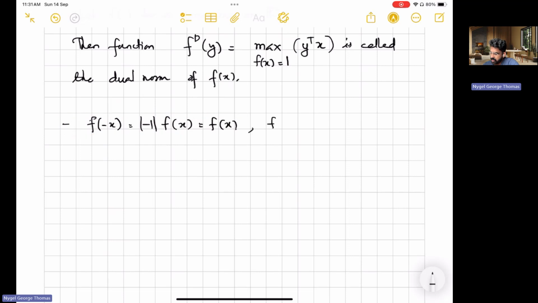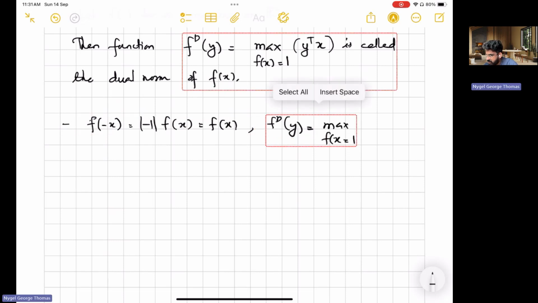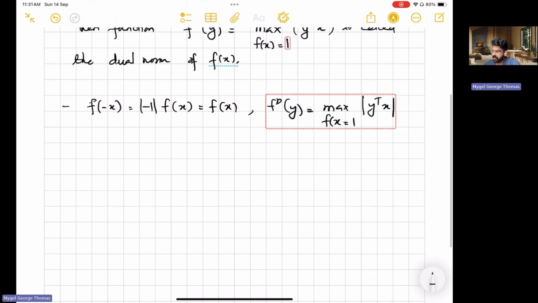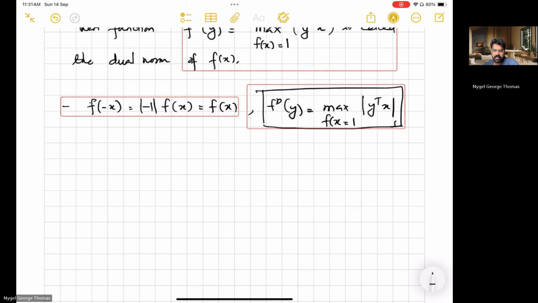So fd of y can be even more broadly specified as the max over f of x equal to 1 of, not just y transpose x, but modulus of y transpose x, because even the minus x values will give you the same f of x equal to 1. This is another way of specifying dual norms, which is useful in proving the triangle inequality and all those things.